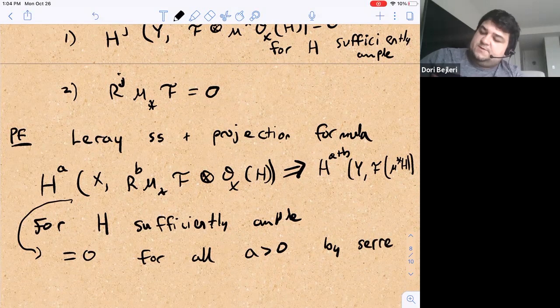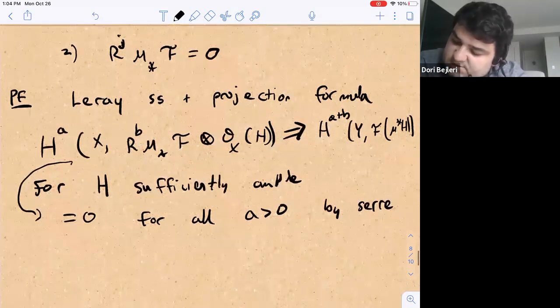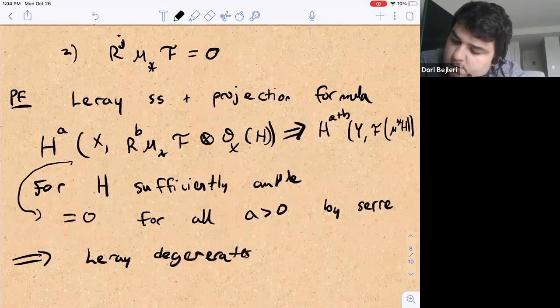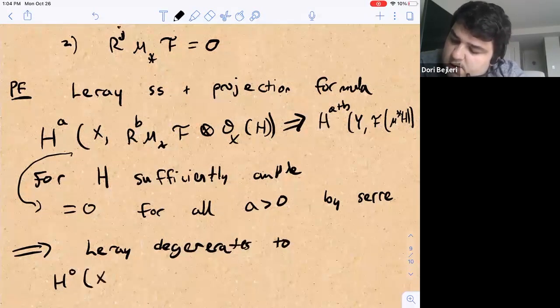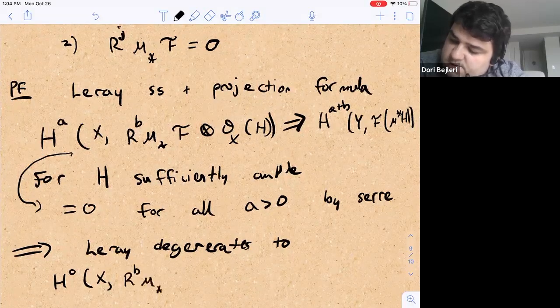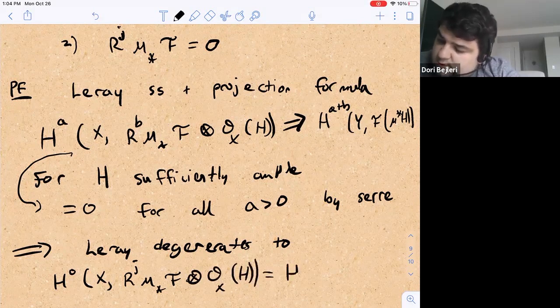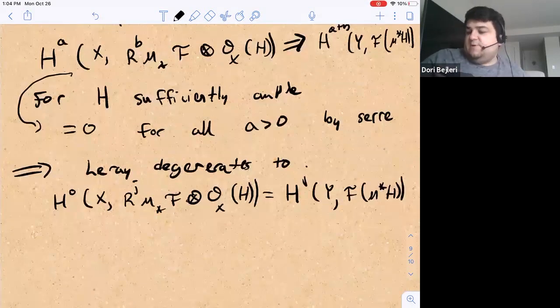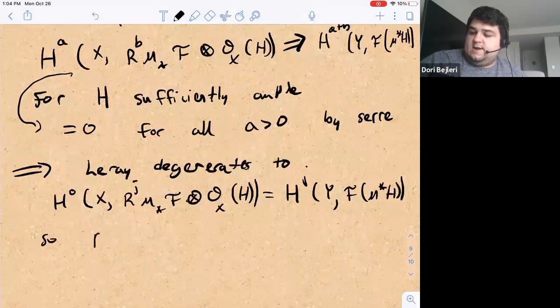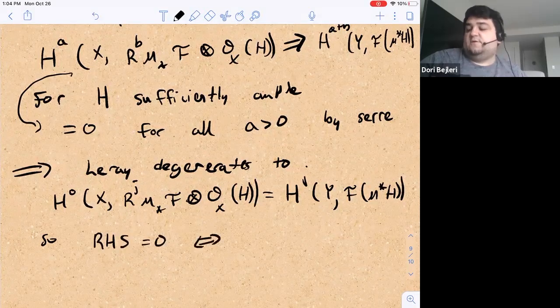And so for H sufficiently ample, the spectral sequence degenerates to give us that H^0 of X, R^B mu lower star F, well, let me just write J here, R^j mu lower star F tensor O_X of H is equal to H^j of Y with coefficients in F twisted by mu upper star H, for H sufficiently ample. And so now we get that the right-hand side is 0 if and only if the left-hand side is 0.